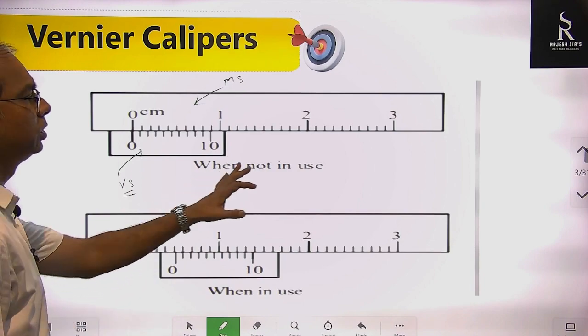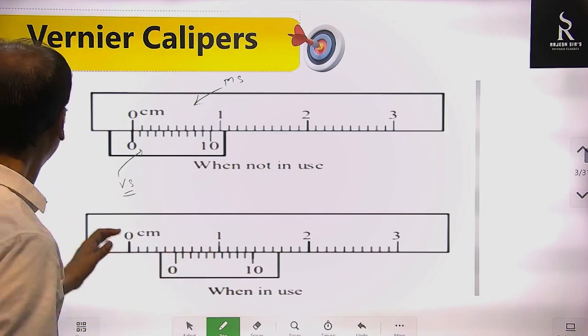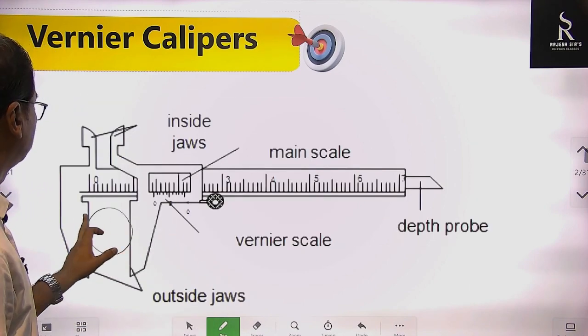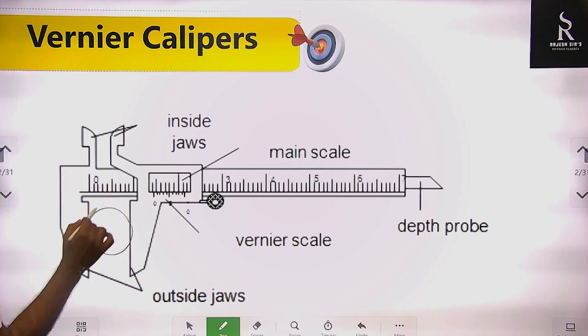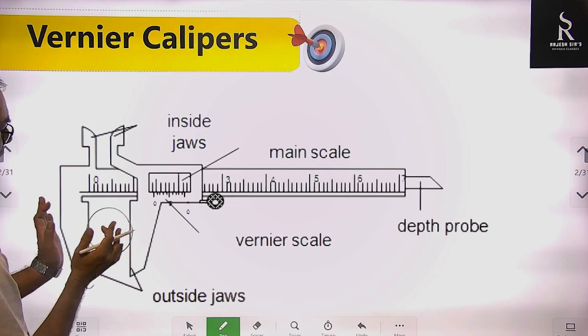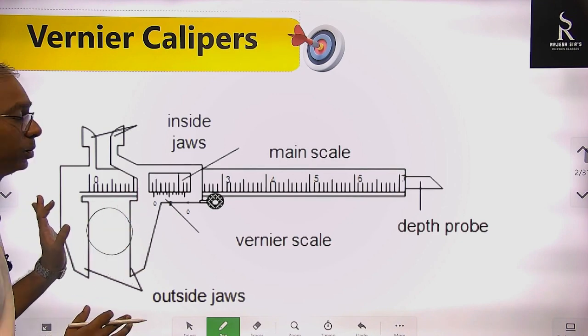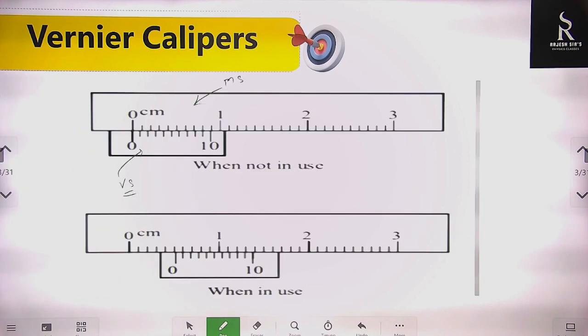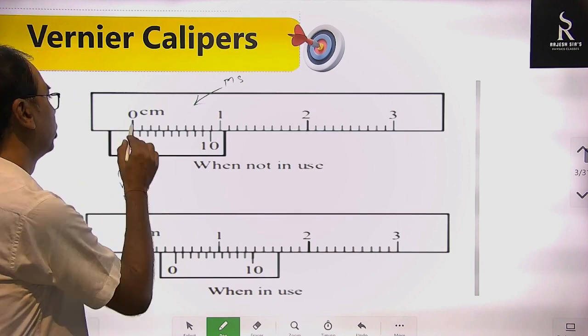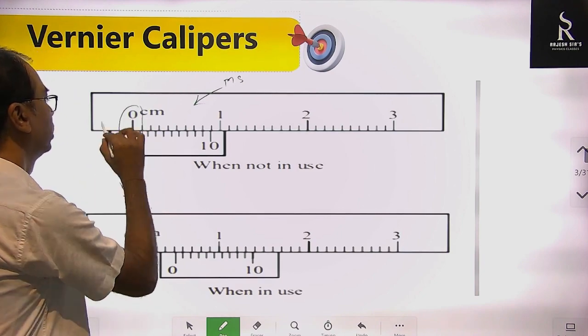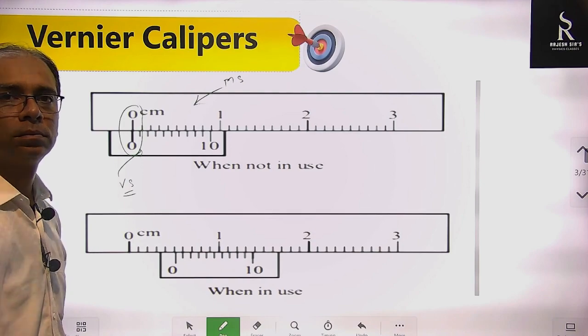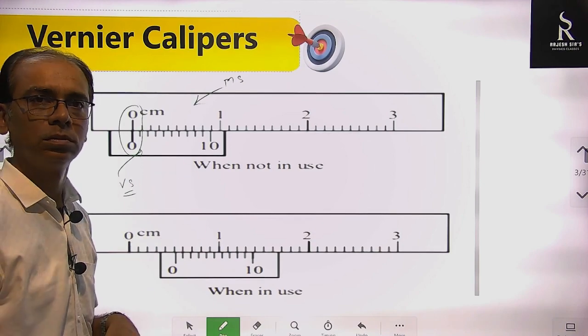So when not in use, both this jaw and this jaw, these are two jaws, this is the inside jaw, this is the external jaw. These jaws are in touch with each other. When both are in touch with each other, we say they are not in use. When they are not in use, the 0 of both will coincide. So the reading is 0, right?